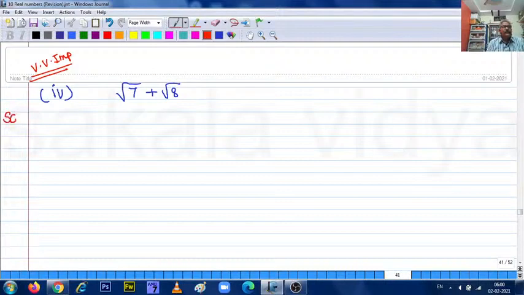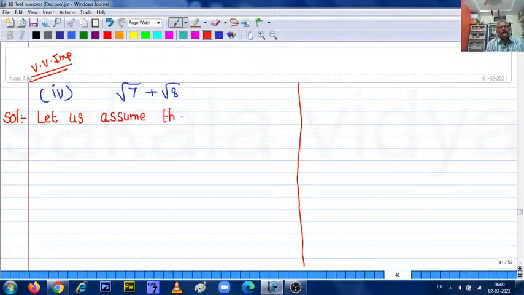Solution. So let us do like this. First, let us assume that, assume means just considering, assume that root 7 plus root 8 is rational. This is the first step in all these problems. Very simple step, everybody will write it.